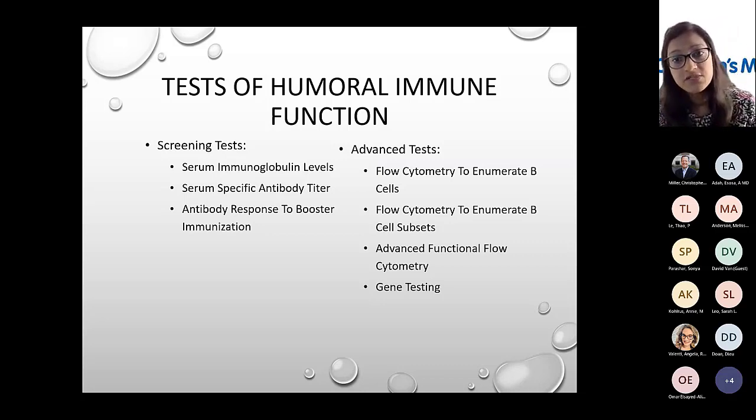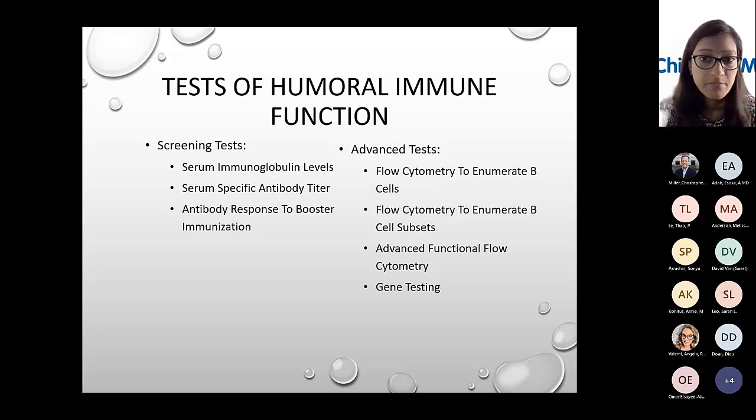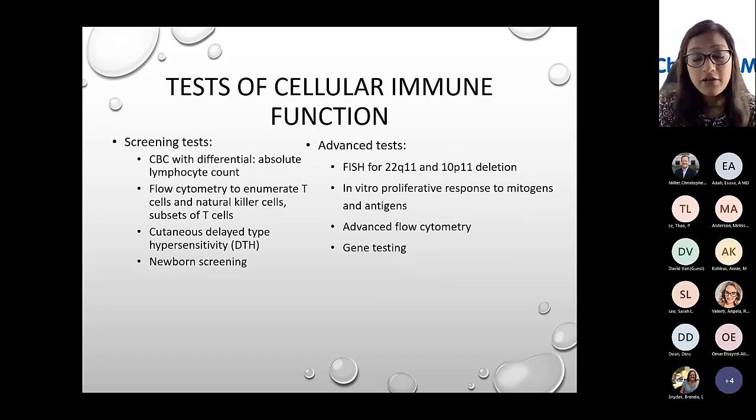Further testing for B cells would include flow cytometry, looking at total B cells, and then looking at naive and memory B cells. There are functional flow tests that are available, such as for agammaglobulinemia. You can look for a particular protein, BTK, and as such, there are similar advanced functional flow studies available. And then gene testing has become part and parcel of immune evaluation at this point. So we'll talk a little bit more about genetic testing in general after all these categories.